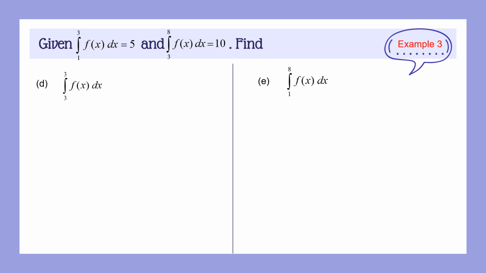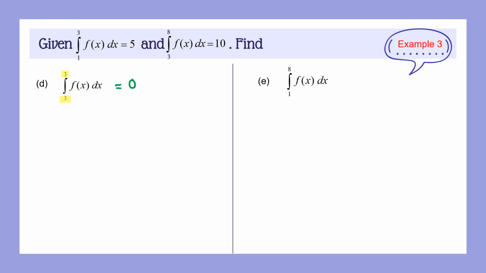Now let's continue with D. Integrate from 3 to 3 f(x) dx. Since the lower limit is 3 and the upper limit is also 3, the lower limit and upper limit are similar. So then the answer is 0. So this is very clear.